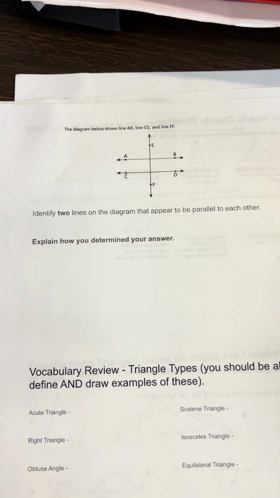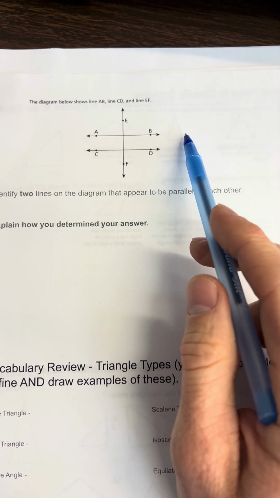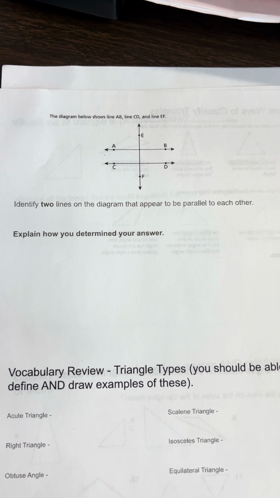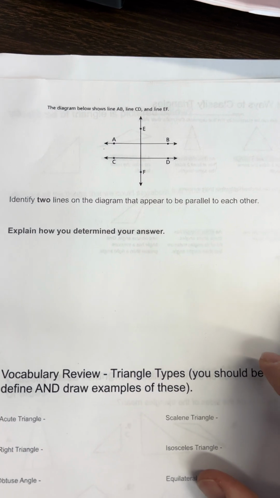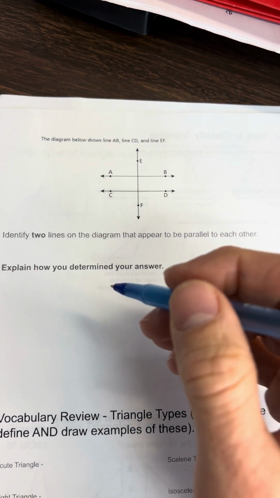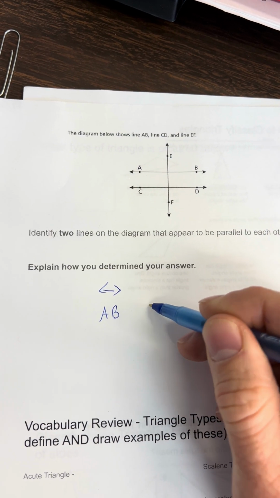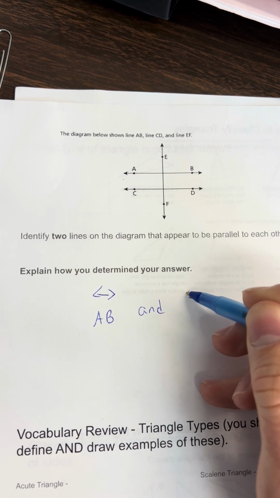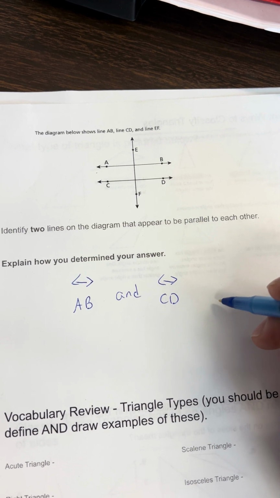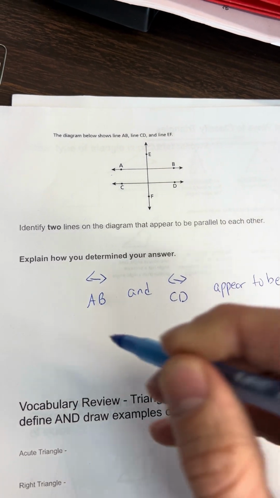Okay. The diagram below shows lines AB, I'm going to trace it, line AB, line CD, and line EF. Identify 2 lines on the diagram that appear to be parallel to each other. So just looking, I see parallel lines here. So that's line AB and line CD. So line AB and line CD appear to be parallel.